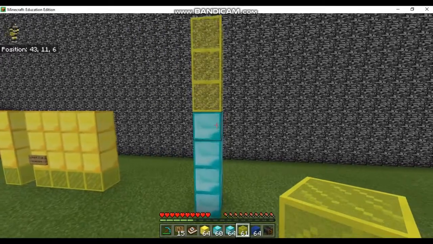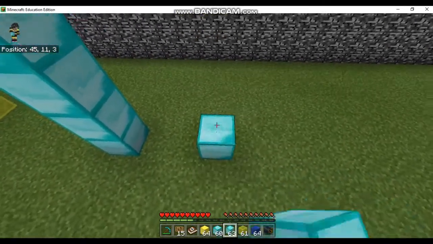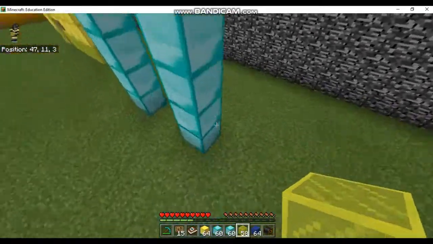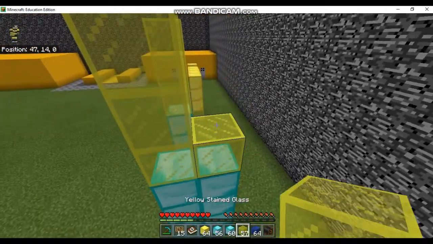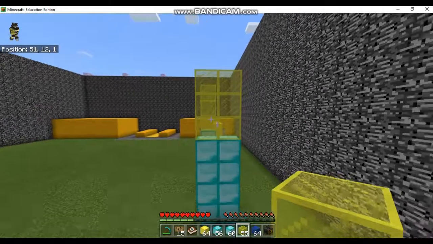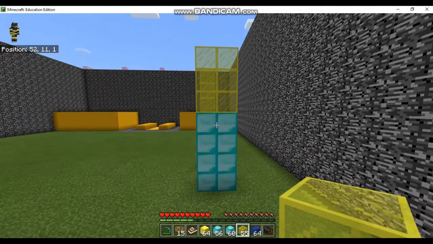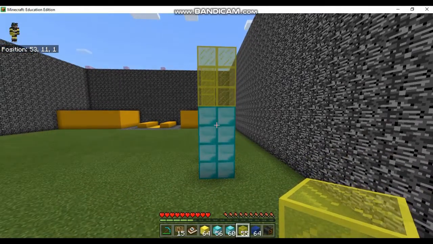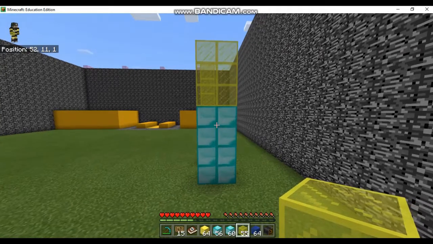So we're going to build two of these right next to each other. So let's build the first one. There is 4/7. And now we are going to build the second one. And we have 8 solid blocks. So our numerator, the top number, is going to be 8. And we have 14 blocks in all. Our denominator, the second number, is going to be 14. So 4/7 times 2/2 equals 8/14.